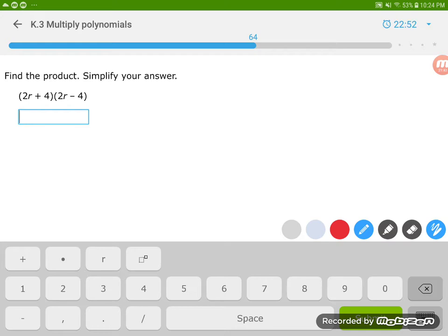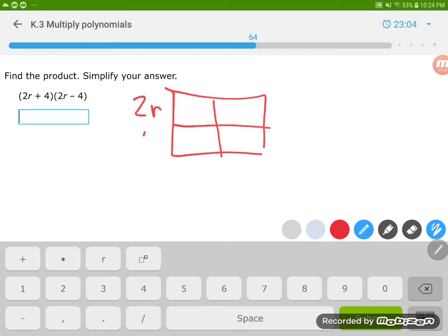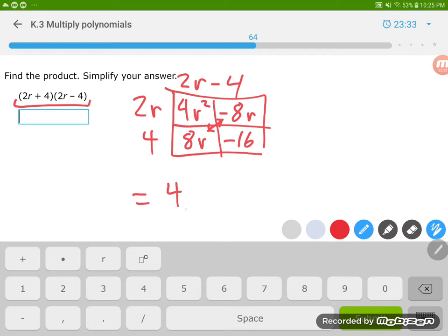Okay, so I do want to go over trinomials with you. I'm going to go a little bit faster over these, and you're probably getting the hang of them by now. So I'm setting up my box method, 2r plus 4, 2r minus 4, and I multiply these together. I get 4r squared, negative 8r, and then 8r, and then negative 16. And again, remember, notice this is a difference of perfect squares. So these are just going to cancel out, giving me 4r squared minus 16.